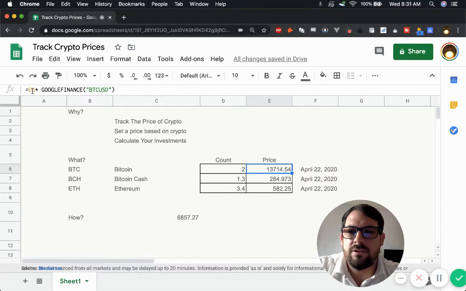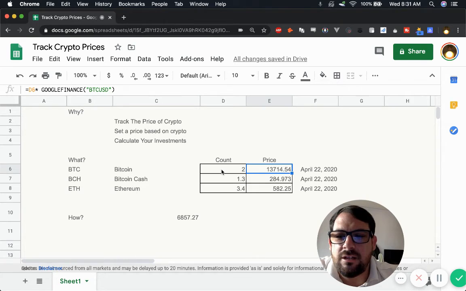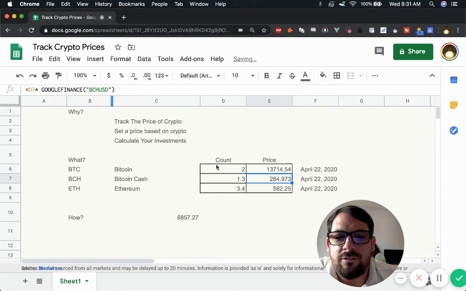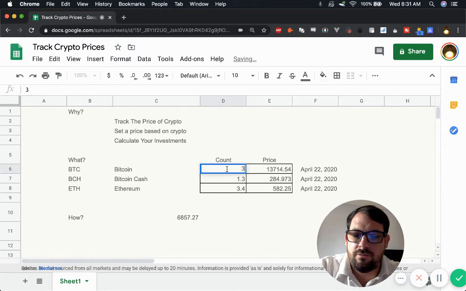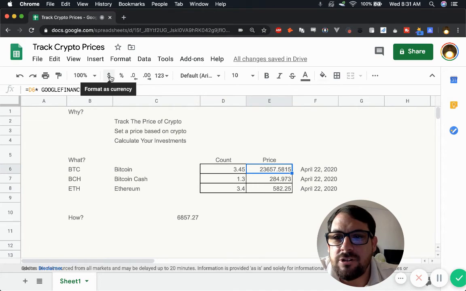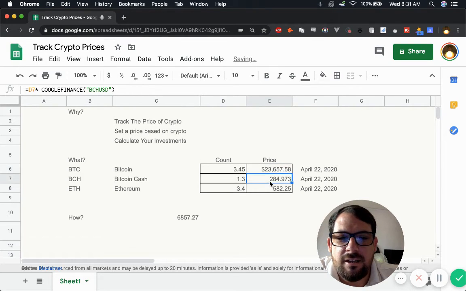Here, I'll show you how this goes. So I'm using the cell D6, multiplying it by Google Finance BTC USD. Make sure you have the quotation marks there. And now you can find out, okay, if I have 3.45 Bitcoin, I have that amount. You can even change this format as currency, and you can get that in currency if you wish. And that's how you can track crypto prices in Google Sheets.